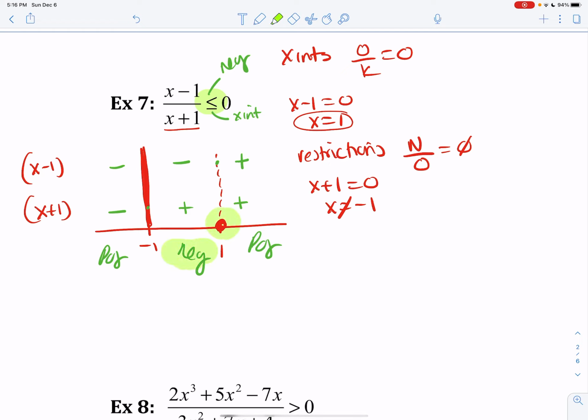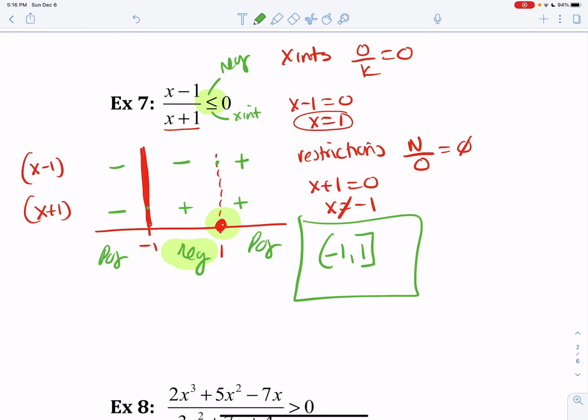Our x-intercept is the 1. So in order to write that in our interval notation, any x that is in the interval from negative 1 to 1, including the 1 and not including the negative 1, would make that quantity on the left either negative or equal to 0. So there is our final solution.